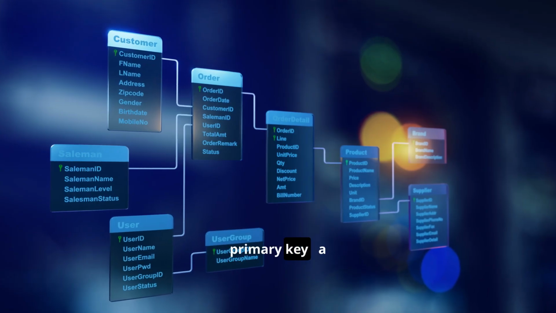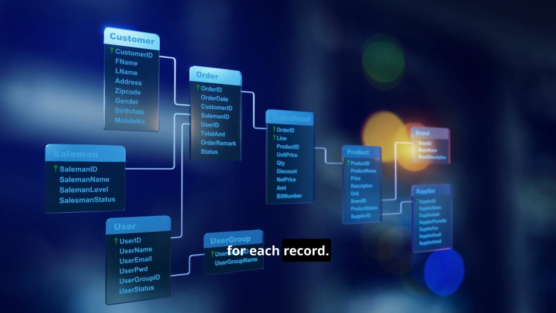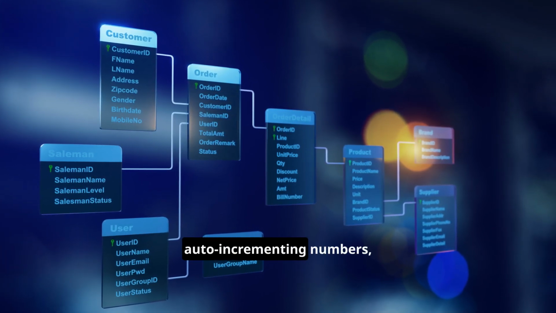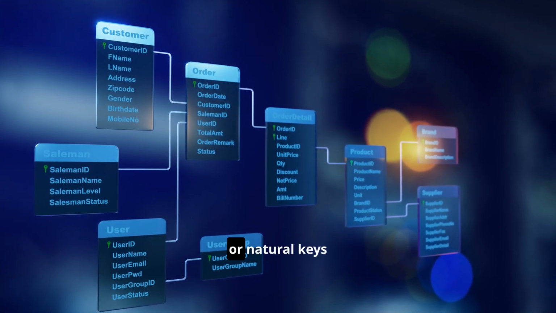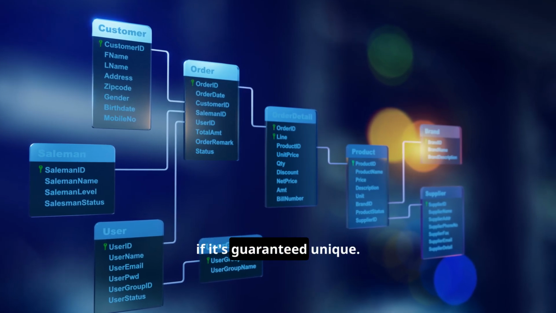Every table needs a primary key, a unique identifier for each record. Common choices include auto-incrementing numbers, UIDs, or natural keys like email, if it's guaranteed unique.